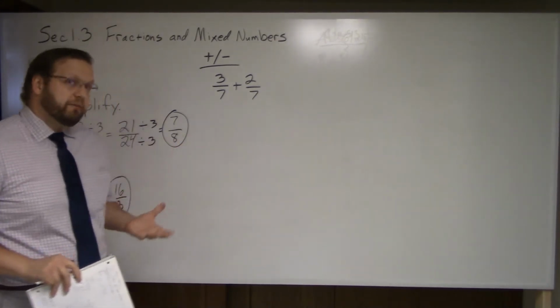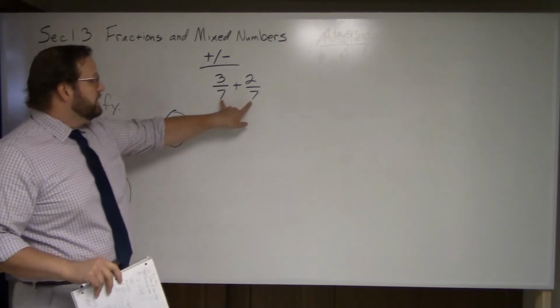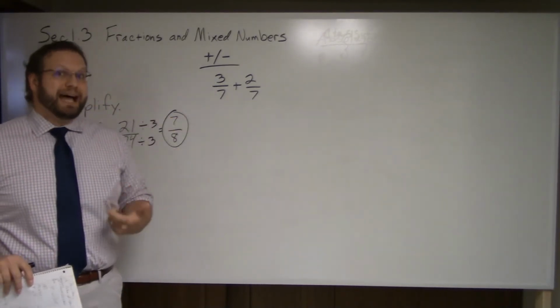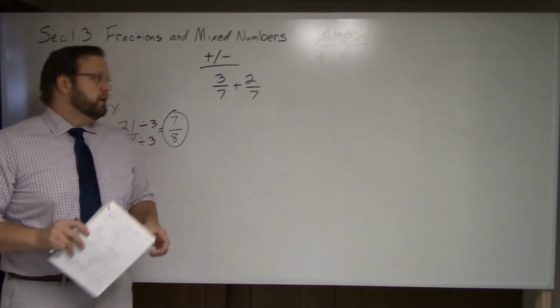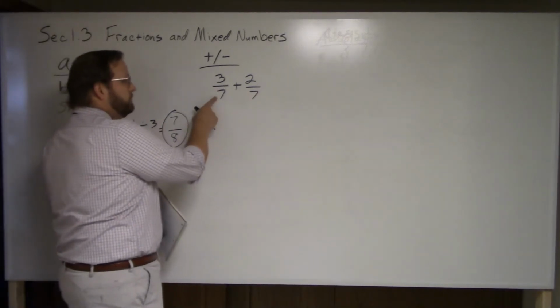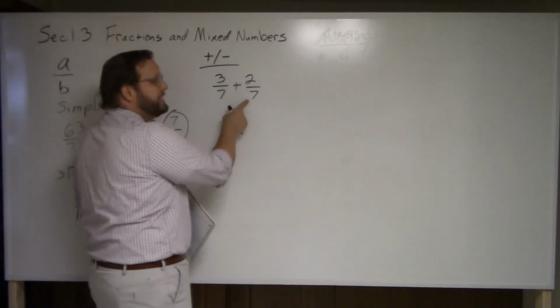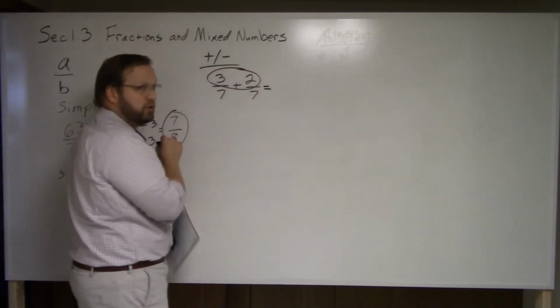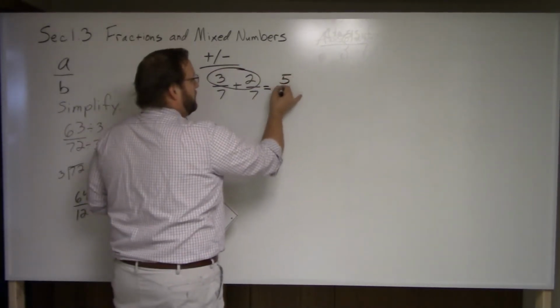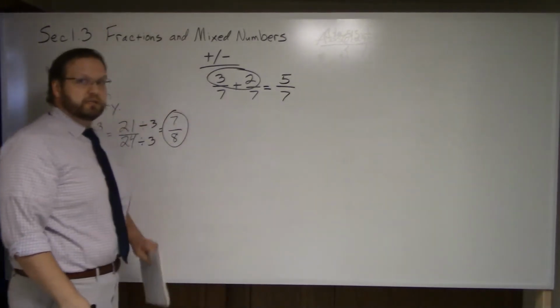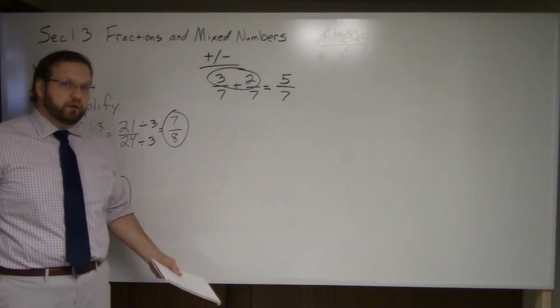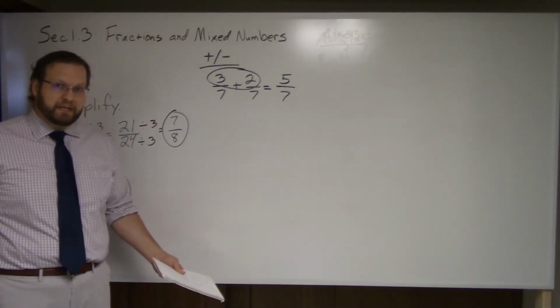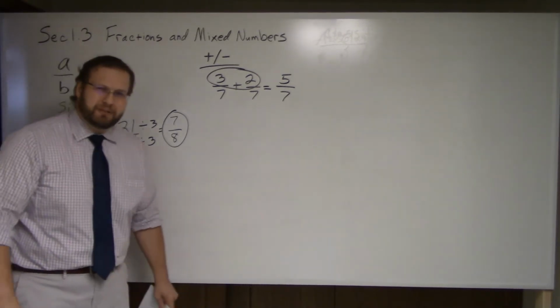In this case, we have a common denominator. Think of these denominators as telling you the size of the piece that you're working with. So I've got 3 pieces of this size and 2 pieces of this size. Together, all I do is add across the top. I got 5 pieces of that size. End of story. There's nothing more to it than that.